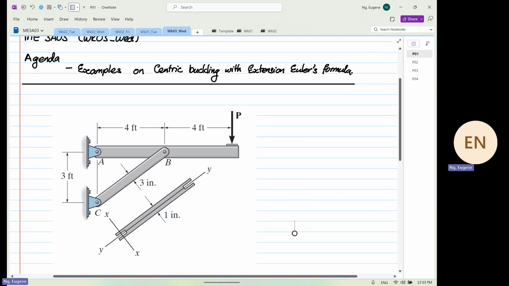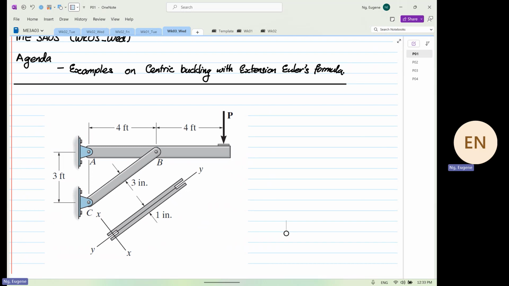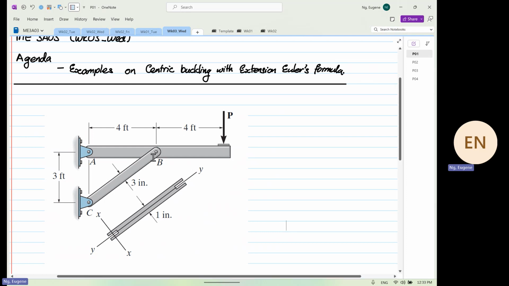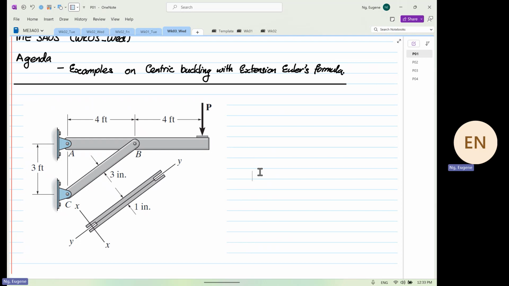So today we are going to go through an example of centric buckling with the extended Euler's formula, and hopefully on Friday I can start on eccentric buckling. So one is centric, the other one is crazy. Right. So I want you to look at this structure now, and I'm going to draw the transformation.